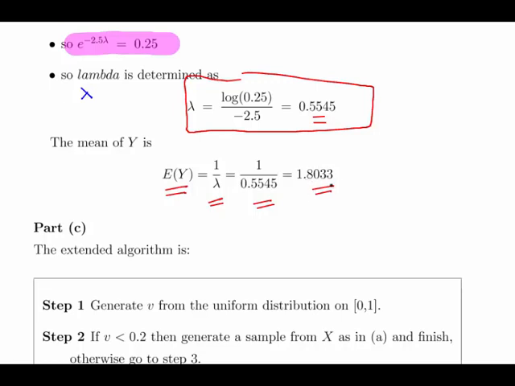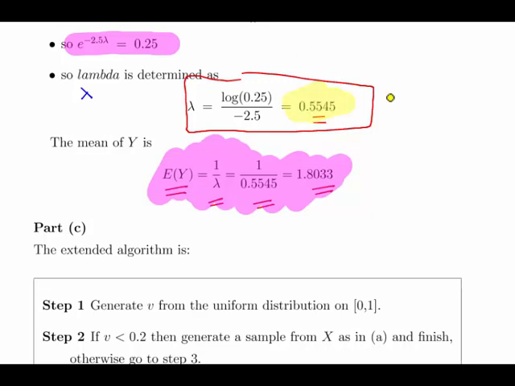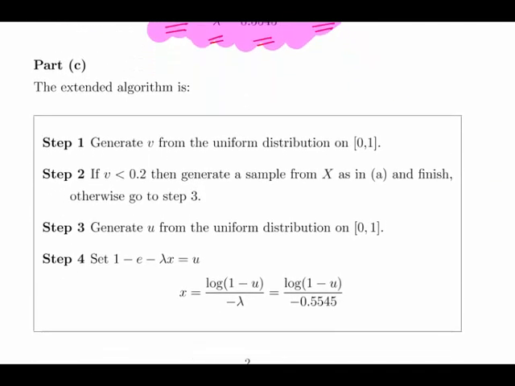Just as a remark, that is what we're actually asked for specifically in this question. You'd feel the impulse to stop when you get to lambda because that's what you need, but no, this is what you actually need to answer part B. Now, the extended algorithm to calculate Z, where Z either comes from X with a probability of 0.2 or Y with a probability of 0.8.